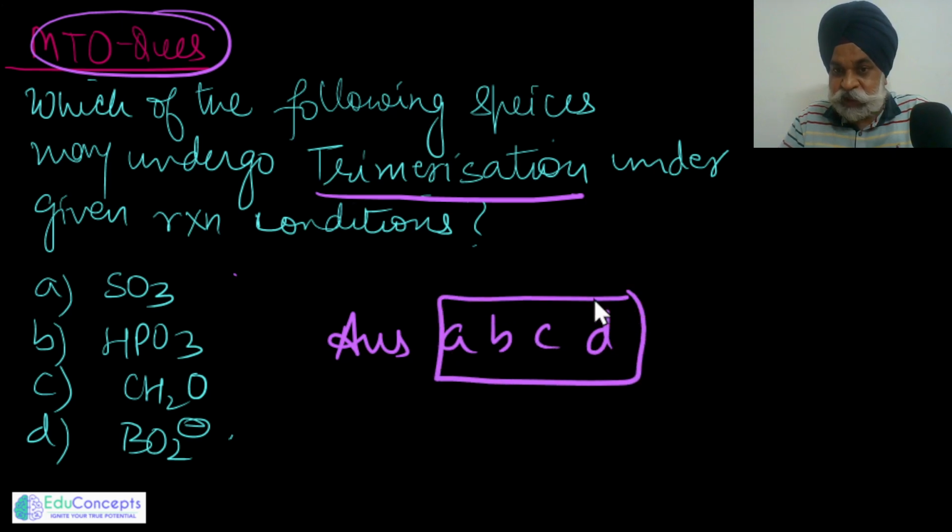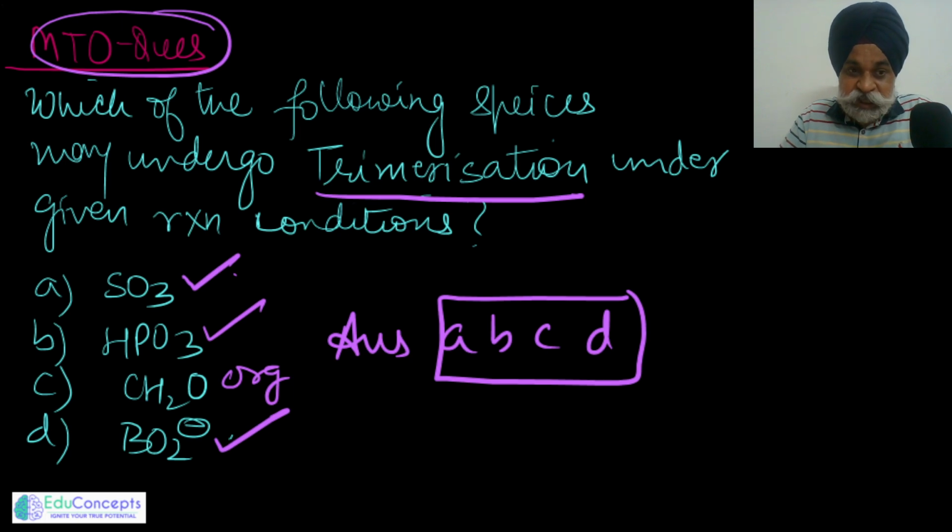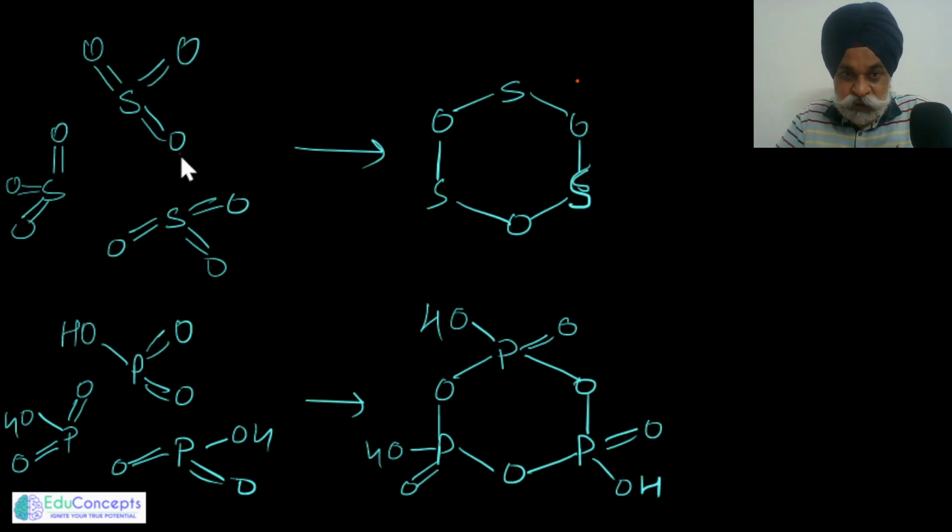All of these can undergo trimerization under a given set of conditions, where some are organic, some inorganic. Within the inorganic, this is the oxygen family, this is the phosphorus, nitrogen family, and this is the boron family, and this is the organic part. So the things can be asked in such a way that the examiner would check many things in the paper. Just like if I would show SO3, it would join like this, as simple as that. We already have done this many times in inorganic classes.